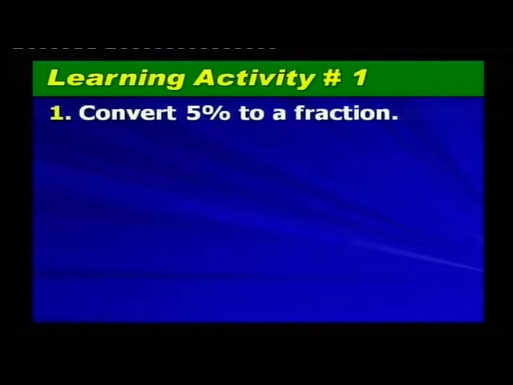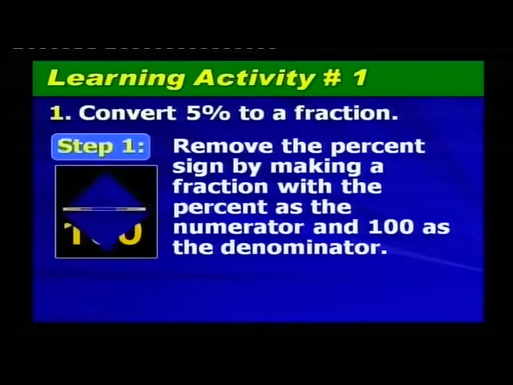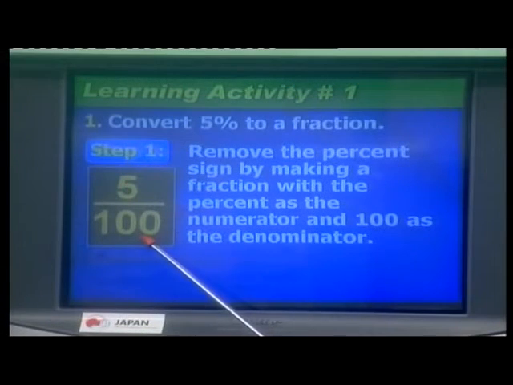Let's have a look at our learning activity using the different methods on how to convert a percentage to a fraction. Step number 1, remove the percentage sign by making a fraction with the percent as the numerator and 100 as the denominator. Okay, this is what the first step is referring to. We have 5%, and it's telling us to write that as a fraction. And this is how it should be written. 5 over 100.